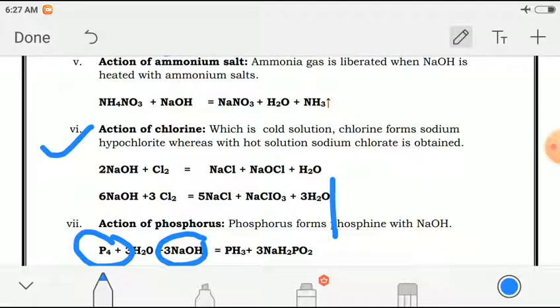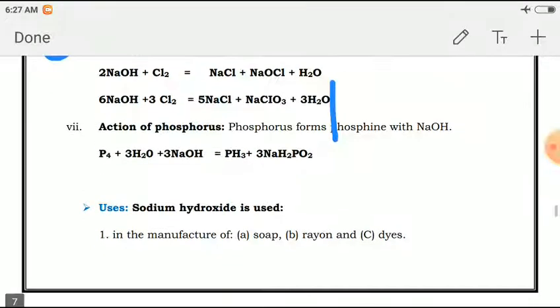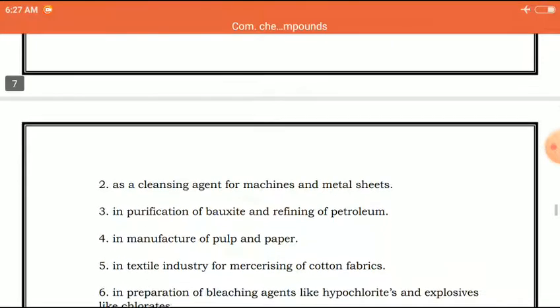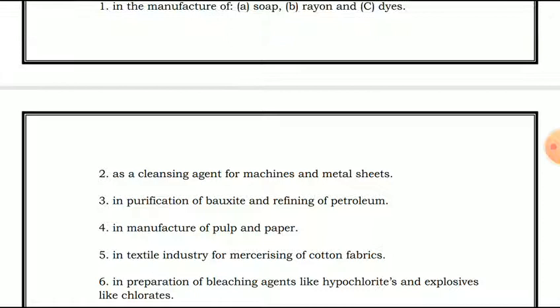Now we will see the uses of the sodium hydroxide. First use, it is used in the manufacture of soap, rayon and dyes, and second, it is used as a cleaning agent for machine and metal sheets. Third, in purification of bauxite and refining of petroleum.